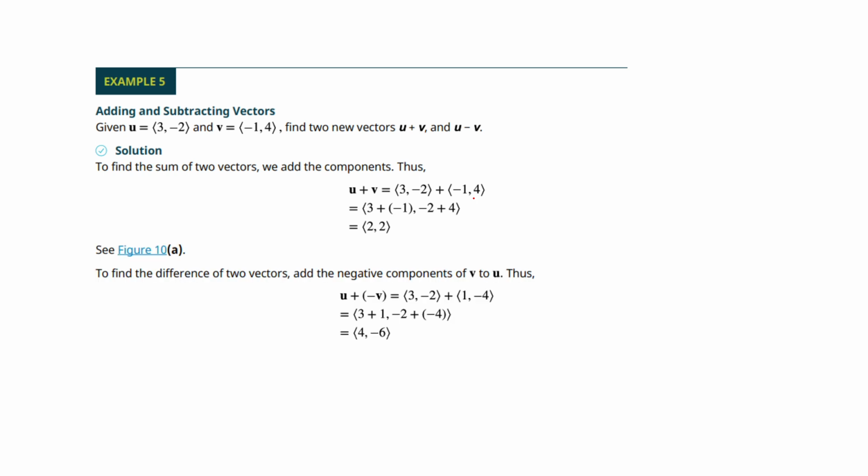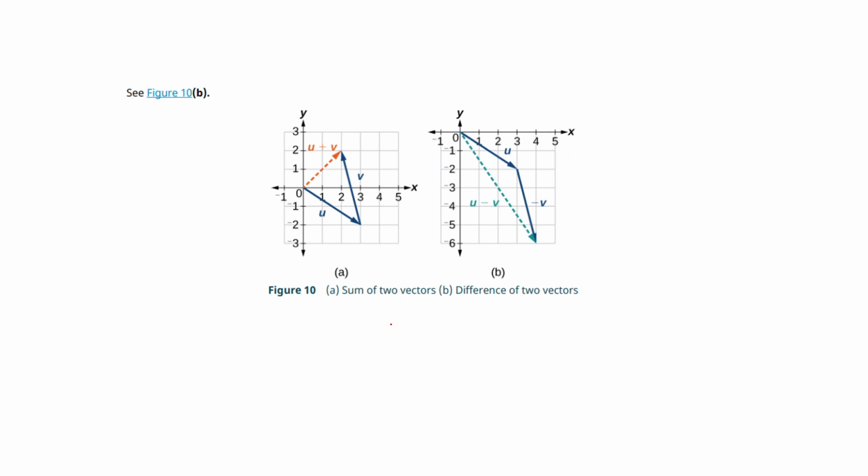Same thing for subtraction. We're just going to subtract the components. So what they did here is not real clear, but I had 3 and -1, so I'm subtracting those. 3 minus -1 gets me 4, and I've got -2 minus 4 gets me -6. So it's exactly what you would think.